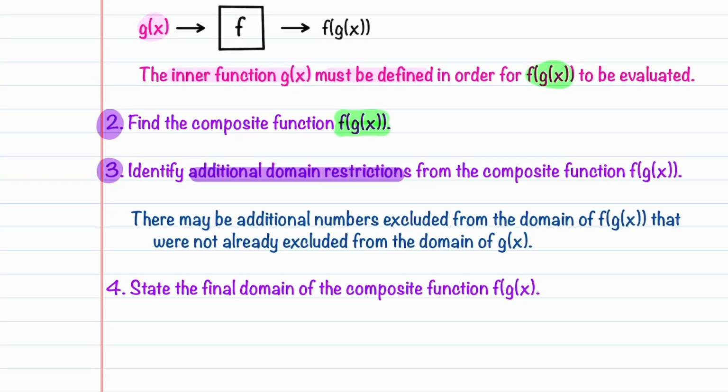There may be additional numbers excluded from the domain of f of g of x that were not already excluded from the domain of g of x. Sometimes there are, and sometimes there aren't. I'll do an example of each of these cases. Our last step is to just state the final domain of the composite function.